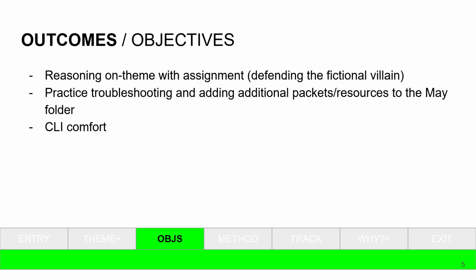So the first outcome is reasoning on theme with the assignment, so you're actually defending your fictional villain. You have some practice troubleshooting and adding these additional packets and resources. When I was experimenting this morning, I needed to get a different icon pack, and so I'll show you how to do that using the terminal. CLI stands for Command Line Interface. It's when you are typing in the actual terminal. It's the matrix style code. The more you use it, the more comfortable you will get with it.